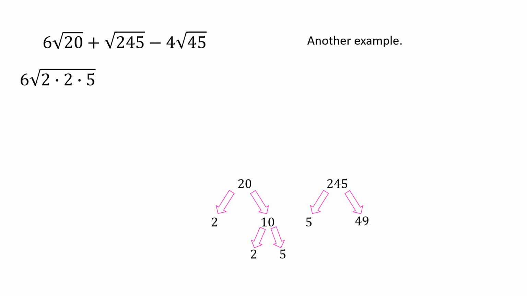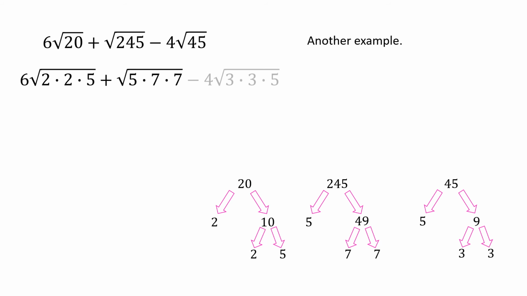245. So I'm going to try 5, and I'm going to have to grab a calculator and say, hey, calculator, what is 245 divided by 5? Calculator says 49. 49, of course, is 7 times 7. So I've got 5 times 7 times 7. 45, again, I'm thinking I want to stick with that 5 because it looks like that 5 is going to be the extra leftover number. 45 is 5 times 9. 9, of course, is 3 times 3.